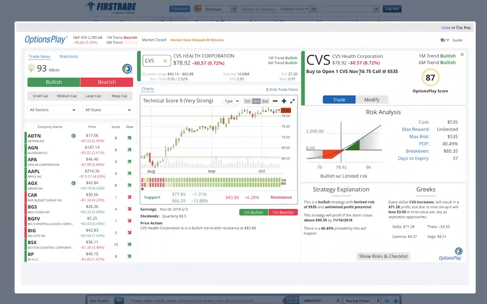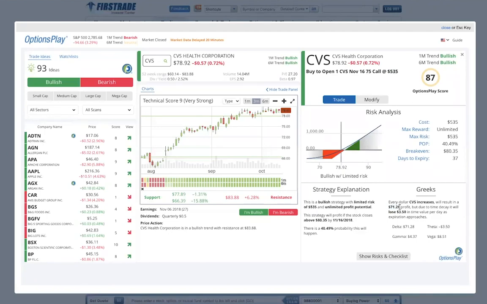So as you can see, the November 16th 75 call has a delta of 71. So for every dollar CVS goes up, this option will go up by $71. So this costs $535. CVS goes up by $1, you will make $71 profit on that trade. So that's what delta tells you.